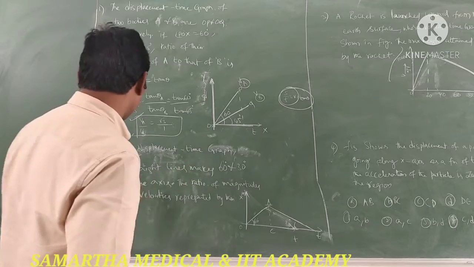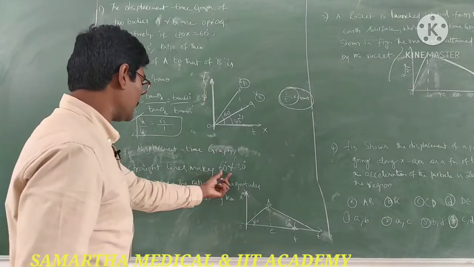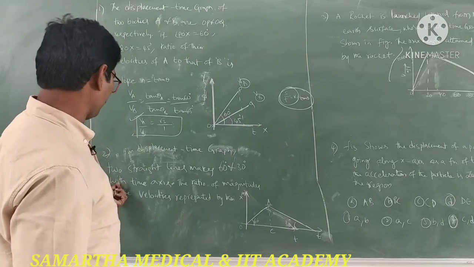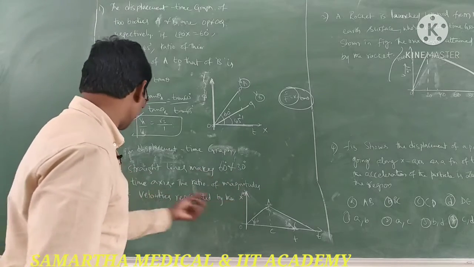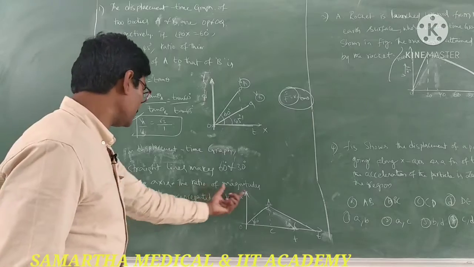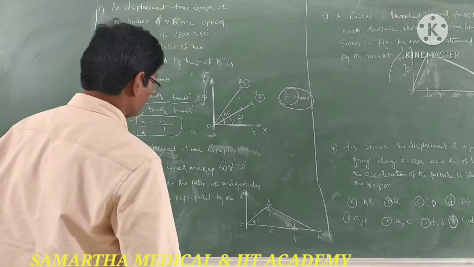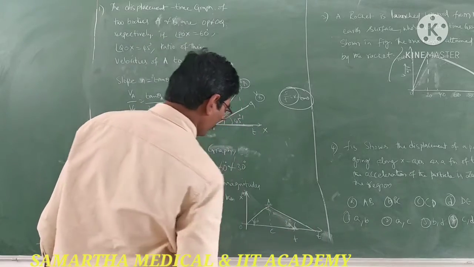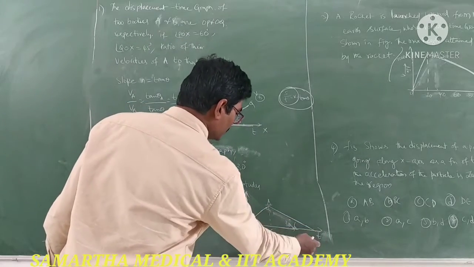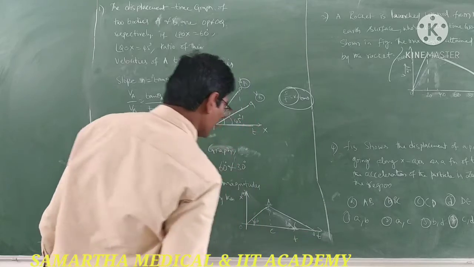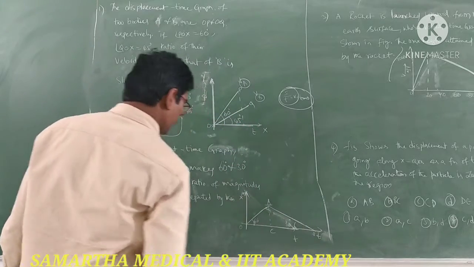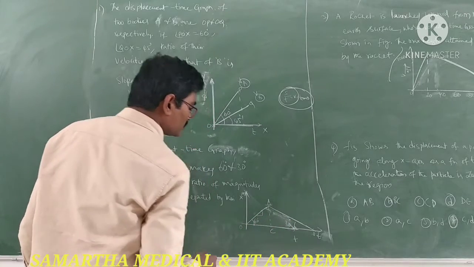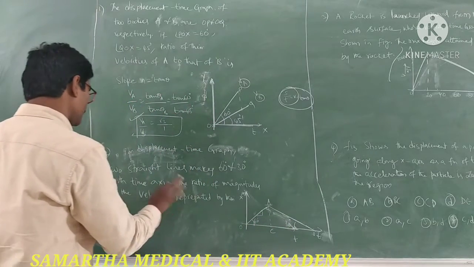In the displacement time graph, two straight lines are making angles of 60 degrees and 30 degrees with the time axis. Find the ratio of the magnitude of the velocities. See here, the straight lines represent O to A and then A to B. They are asking the magnitude of velocity. Here is a positive slope, and here a negative slope, but they are asking the magnitude of the velocity.